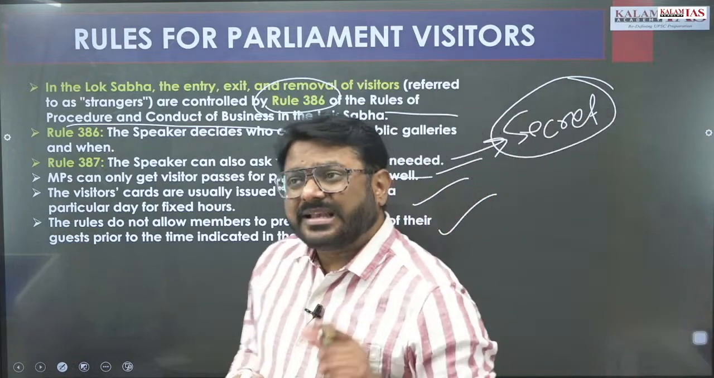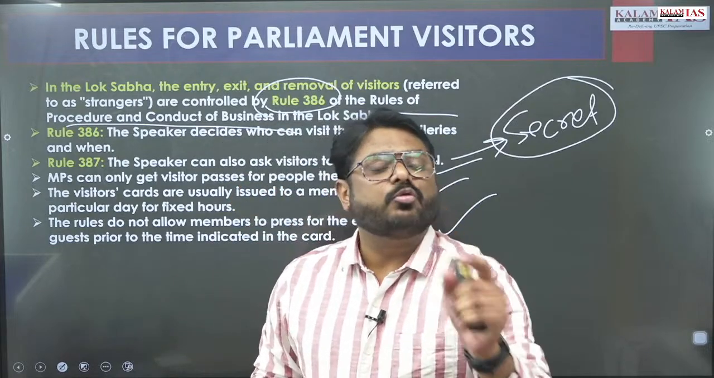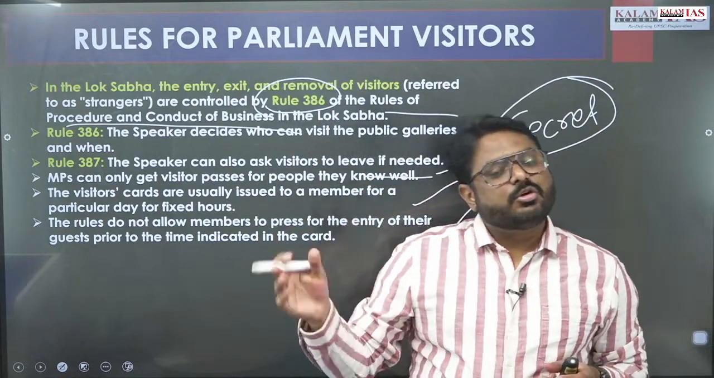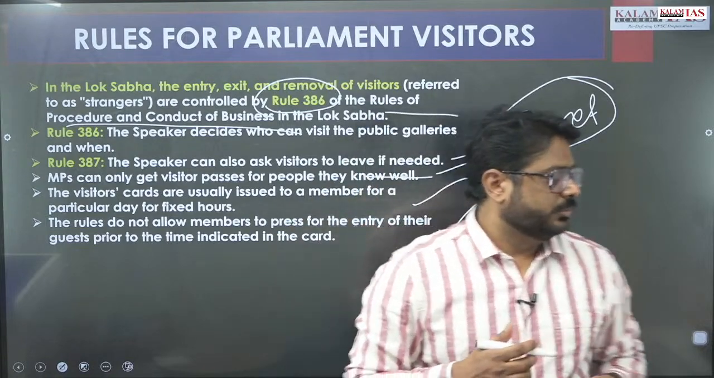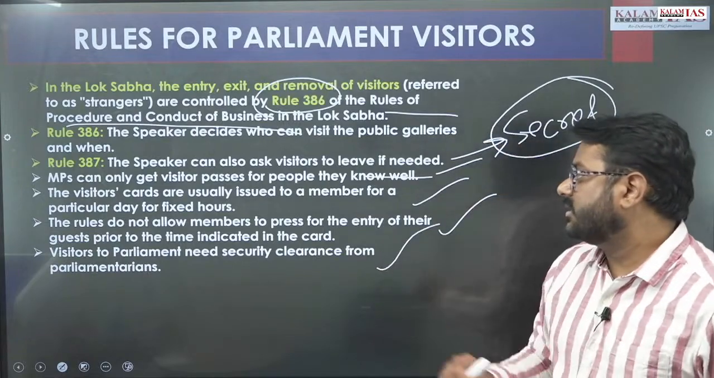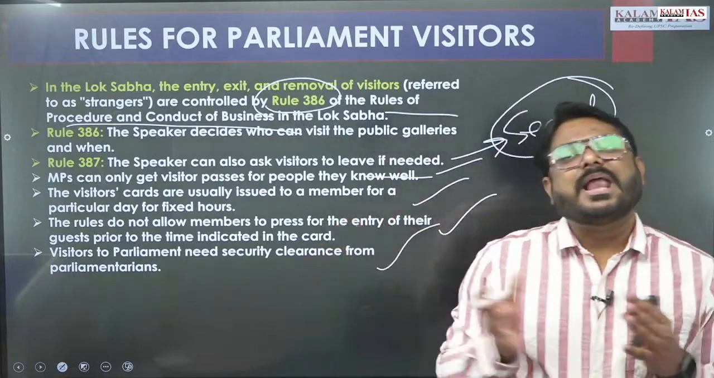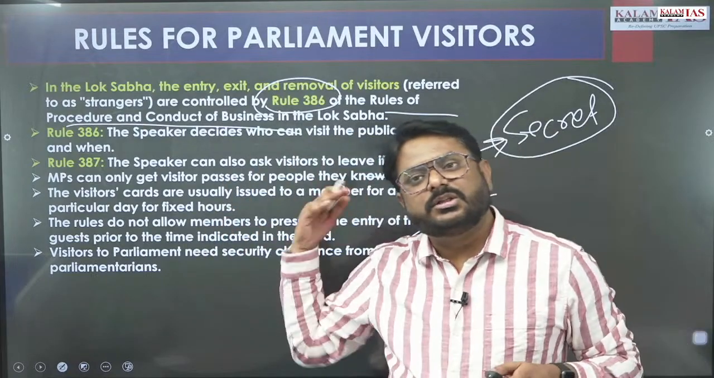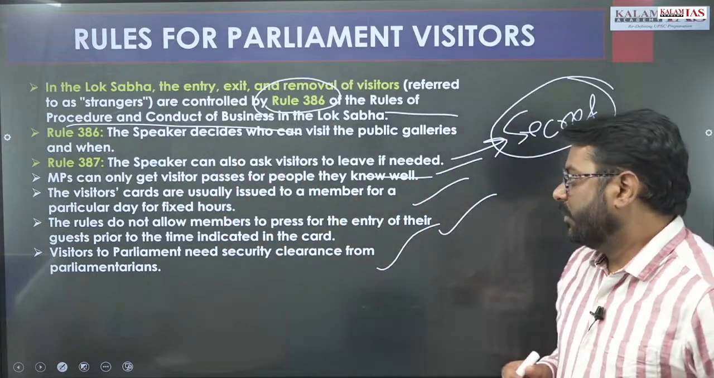So whatever time period has been allotted, only in that time period will you be allowed to enter the house, right, not before that. And once your time is finished, you will have to come out of the house. Visitors to the parliament need security clearances from the parliamentarians. So you will have to go through 3 levels of security clearances, and once those have been passed, only then can you go to see this.